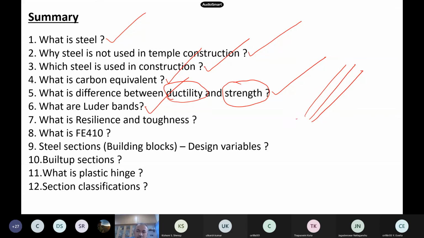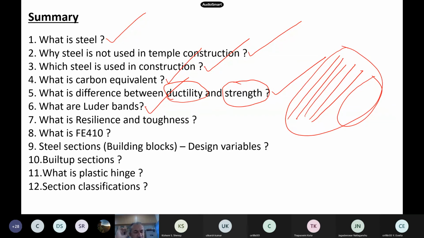If a Luder band has formed, what has happened in the material? It has yielded. Wherever it has not formed, it is unyielded. So it is like a junction between yielded and unyielded. If you see the test, these are the most important things. You will see Luder bands in all steels, low carbon steel, that is mild steel. So please remember this. Now what is resilience?